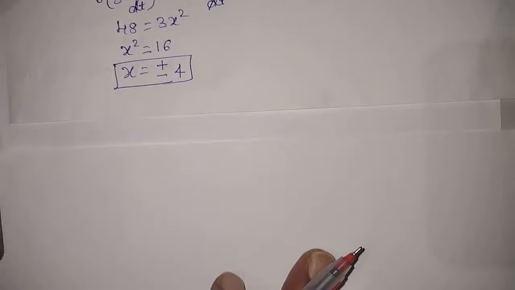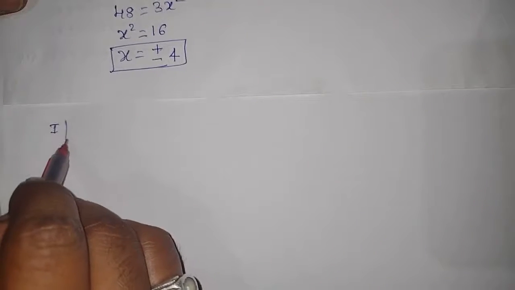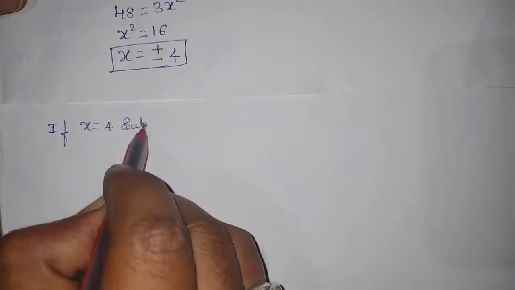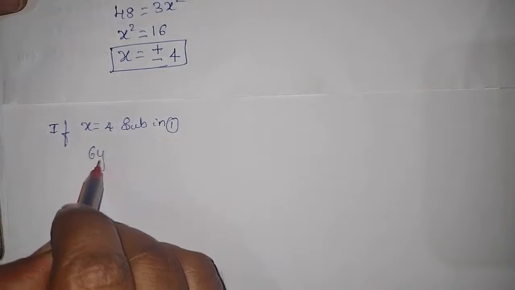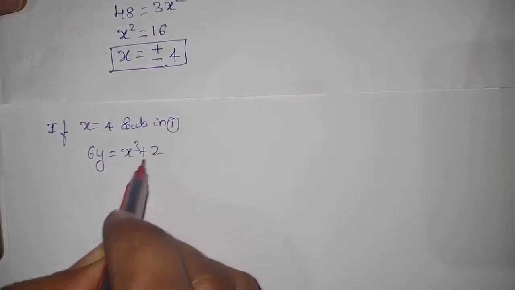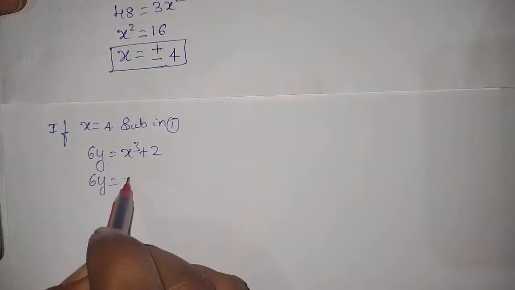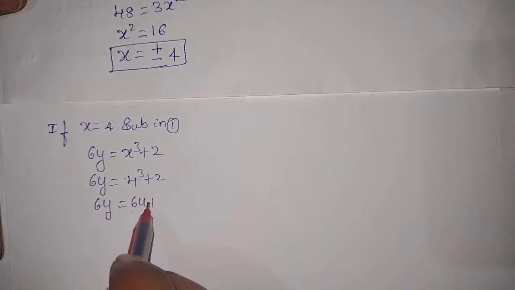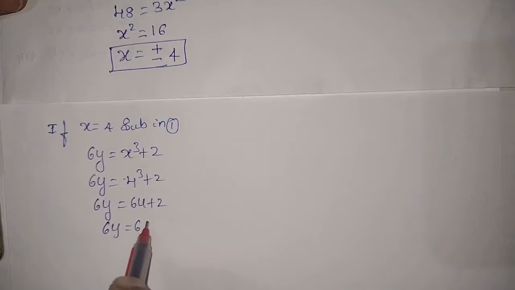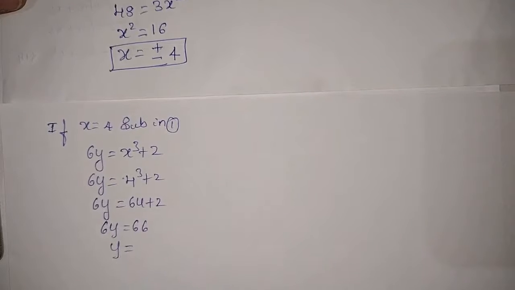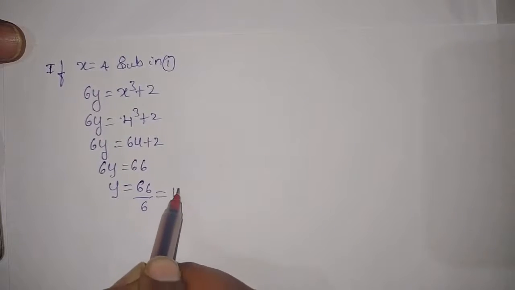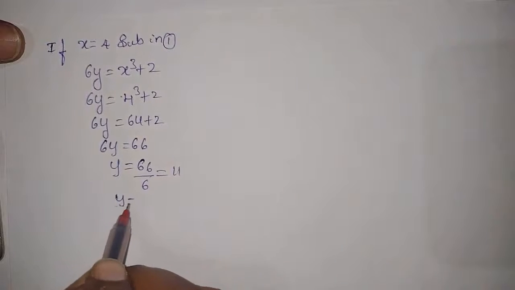Okay, the next step is: if x is equal to 4, substitute in equation 1. 6y is equal to x cube plus 2, 6y is equal to 4 cube plus 2, 6y is equal to 64 plus 2, 6y is equal to 66, y is equal to 66 by 6. The answer is 11, y is equal to 11.